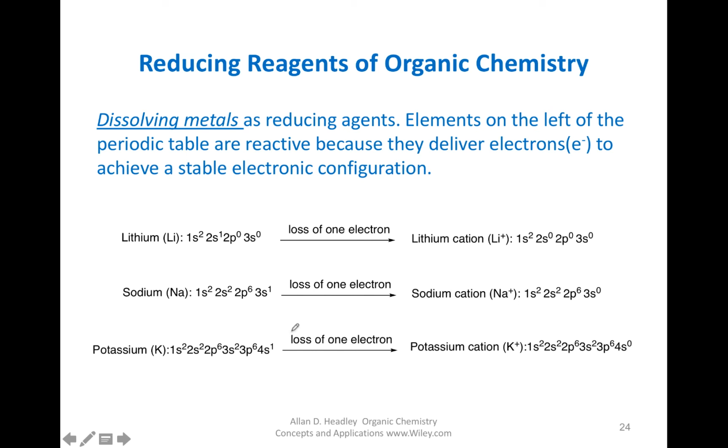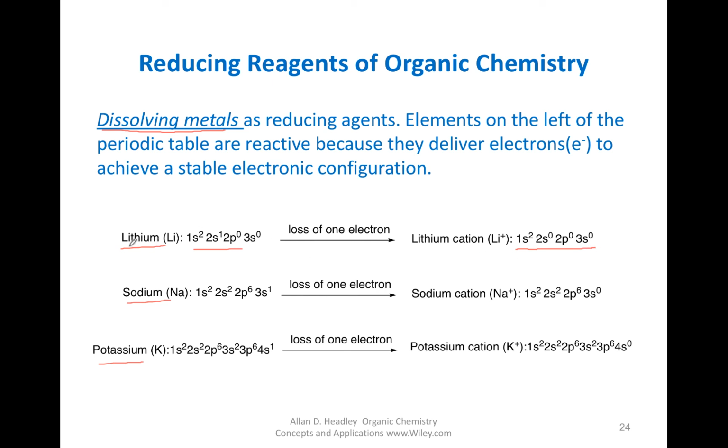Let us look at another type of reduction, and this one is dissolving metal. Let us see how it works. Looking at the periodic table, you can see lithium, sodium, and potassium are all to the extreme left of the periodic table. And of course, as you know, they are extremely reactive. Why are they reactive? Because the electronic configuration here is not very stable, because over the years we have defined a stable electronic configuration as one that is the same as the noble gases, the ones to the extreme right on the periodic table.